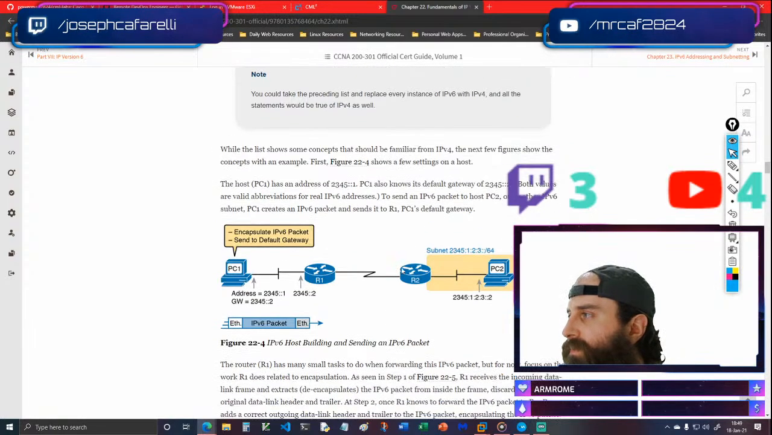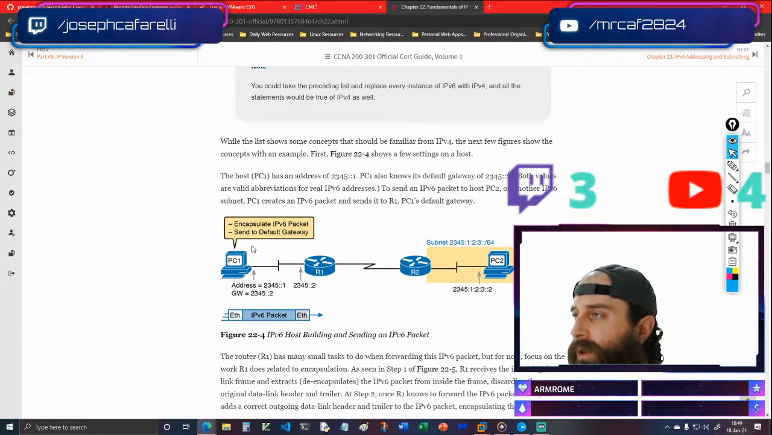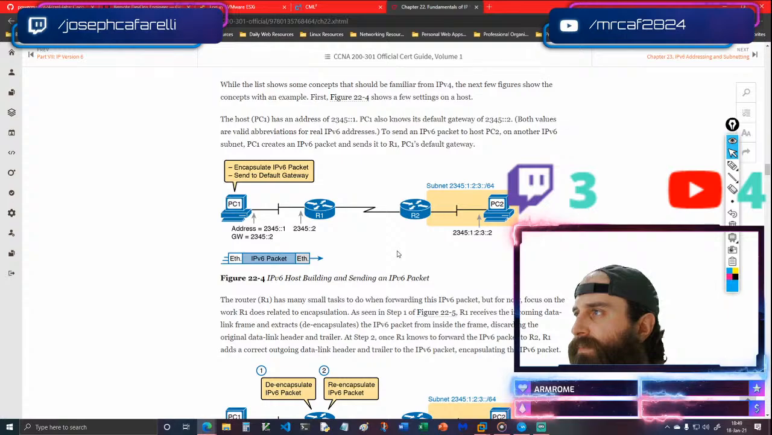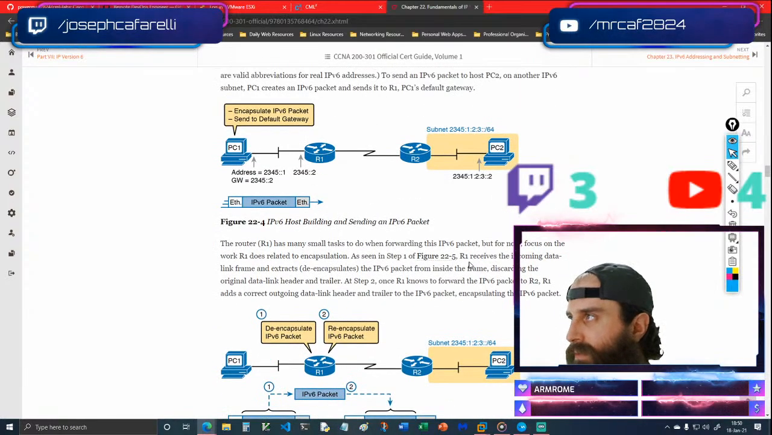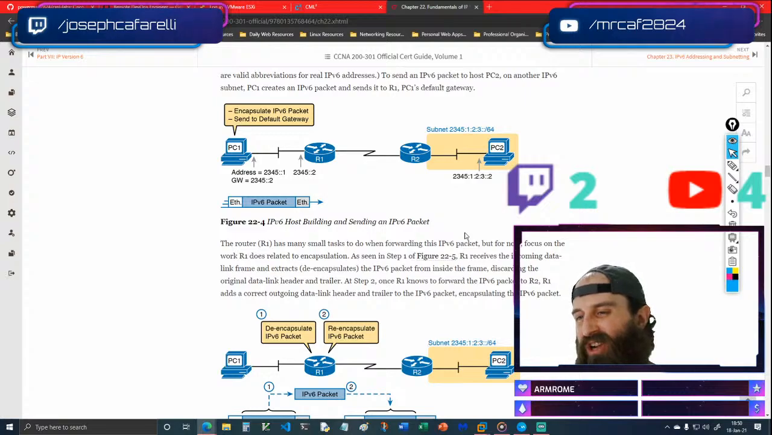Again, pretty much the same thing. It's just we have to learn how we're going to be figuring out these addresses, and how to create these addresses, subnet these addresses and whatnot.